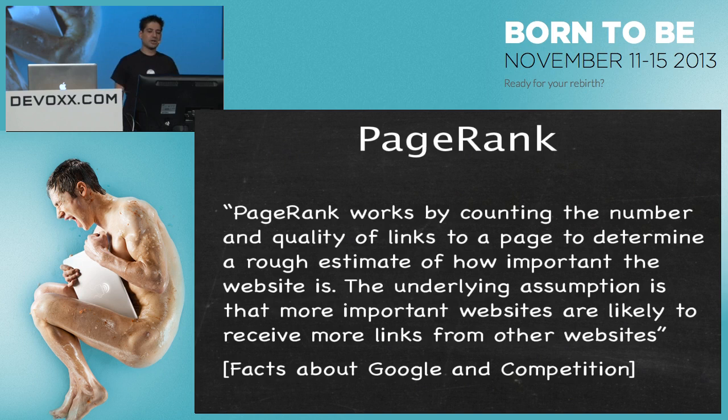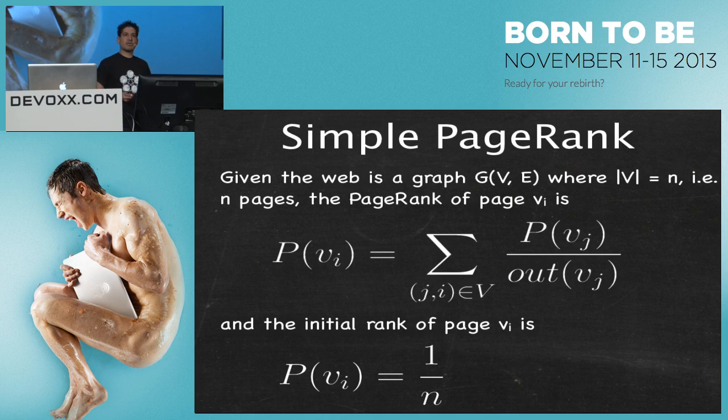We're going to look at PageRank instead, because PageRank is possibly one of the best known link analysis algorithms out there. And basically what it's saying is that if a website has a lot of links pointing to it, chances are it's an important website. Obviously, we can all think of things that are wrong with this, but this is the basic premise that Larry and Sergey started working from. So we're going to look at what I call the simple PageRank algorithm.